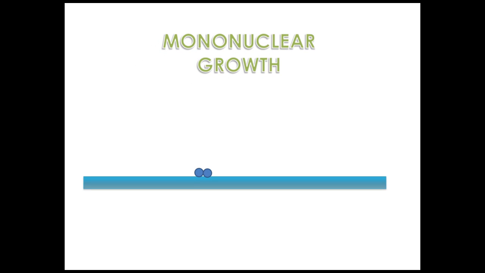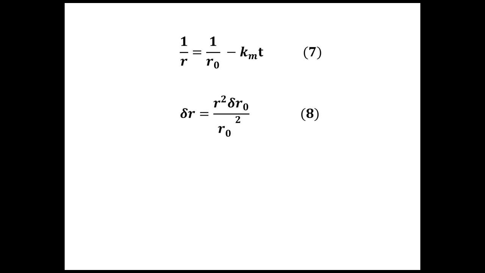For the mononuclear growth, the growth proceeds layer by layer. The growth species are incorporated into one layer and proceeds to another layer only after the growth of the previous layer is complete. There is sufficient time for the growth species to diffuse on the surface. The growth rate is thus proportional to the surface area, where Km is a proportionality constant dependent on the concentration of growth species. The growth rate is given by solving the equation.